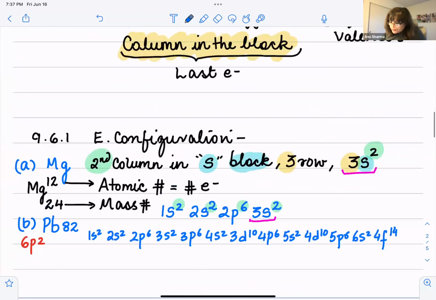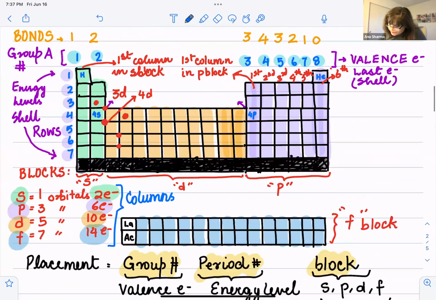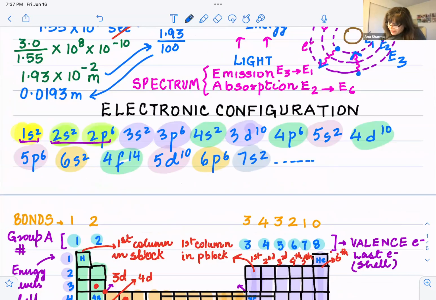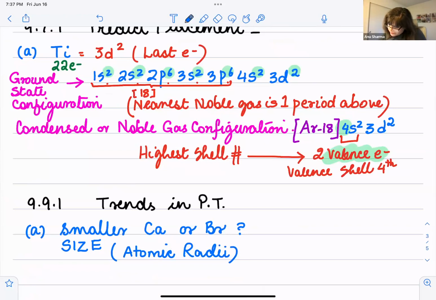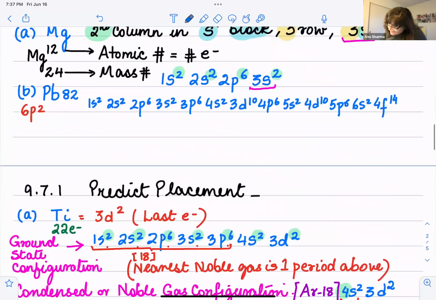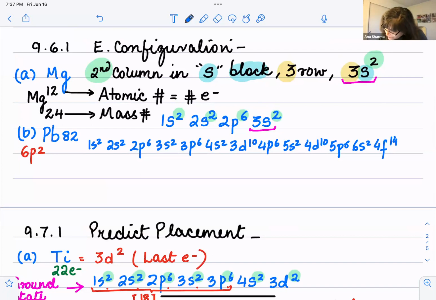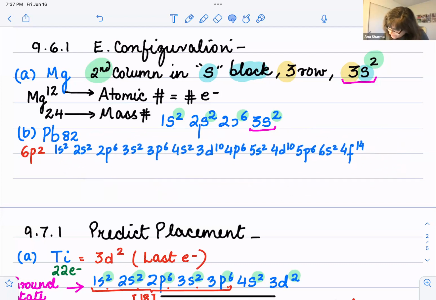And after 4f14 is 5d10 and 6p2. Okay, 5d10 and 6p2.